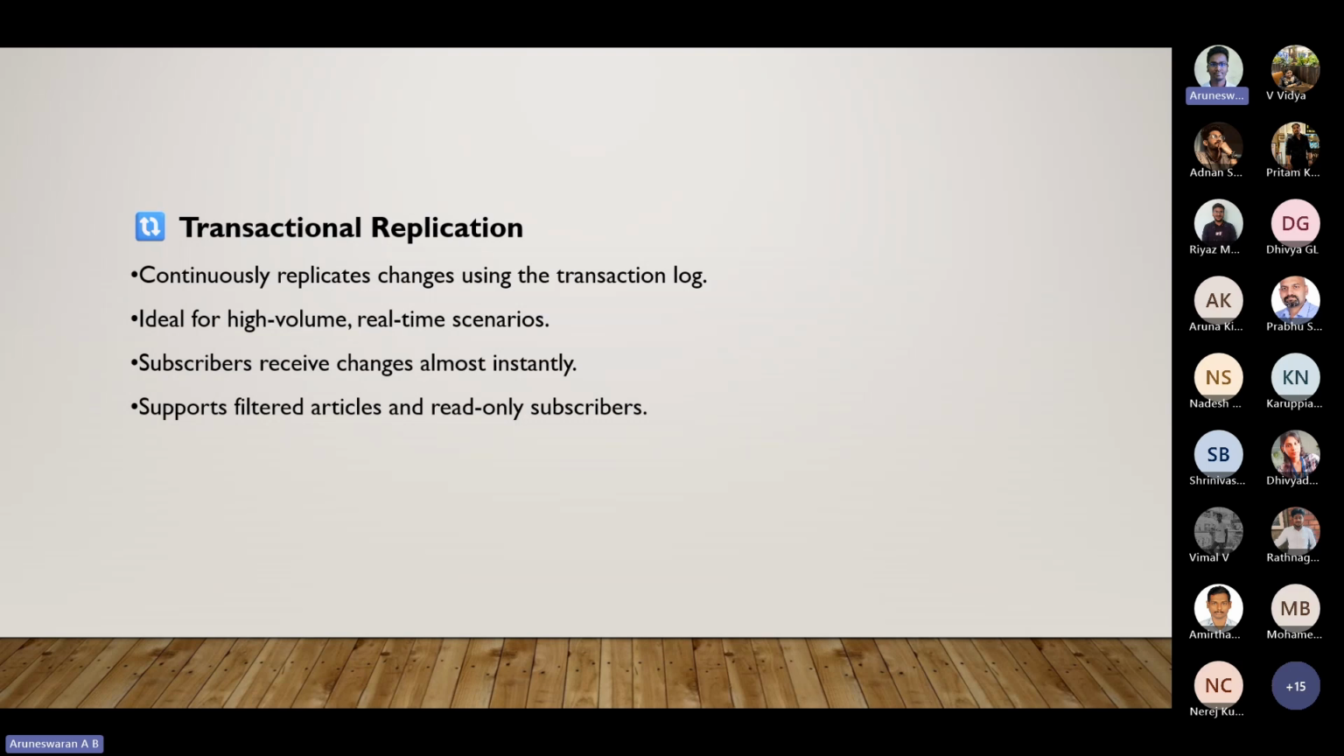For example, in my table I have 1,000 records. I have one student record table, and in the student record table I have male and female students. I can filter only the female students to my subscriber. I can add this kind of filter in transaction replication also. But in this scenario, the subscriber is read-only. From the subscriber side, we can't do any DML operation or DDL operation. We can only do DQL, that means we can only do select from the subscriber. That's what I'm saying.